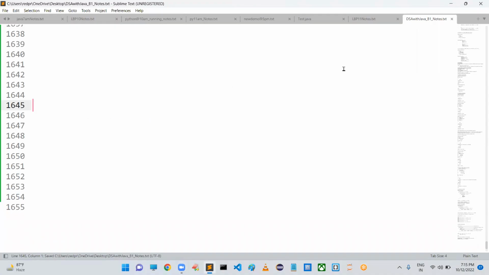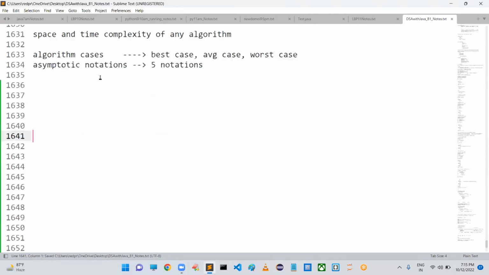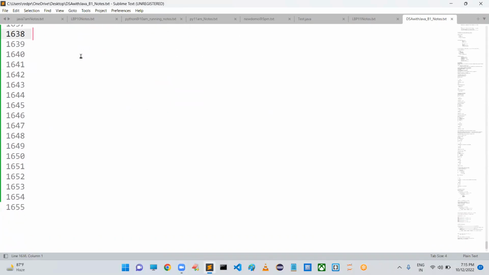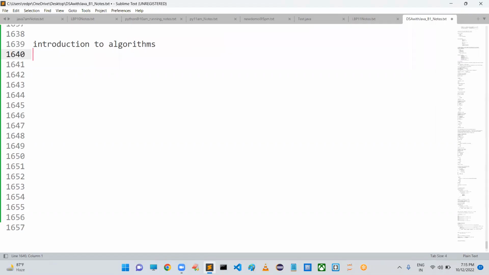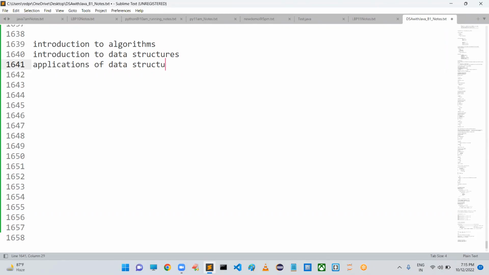So in the last videos, let me revise for a few minutes whatever we discussed from day one. We have given an introduction to algorithms, and we also discussed an introduction to data structures. After that we saw the applications of data structures, where we can use them in real time. Next we saw the steps to prepare algorithms.